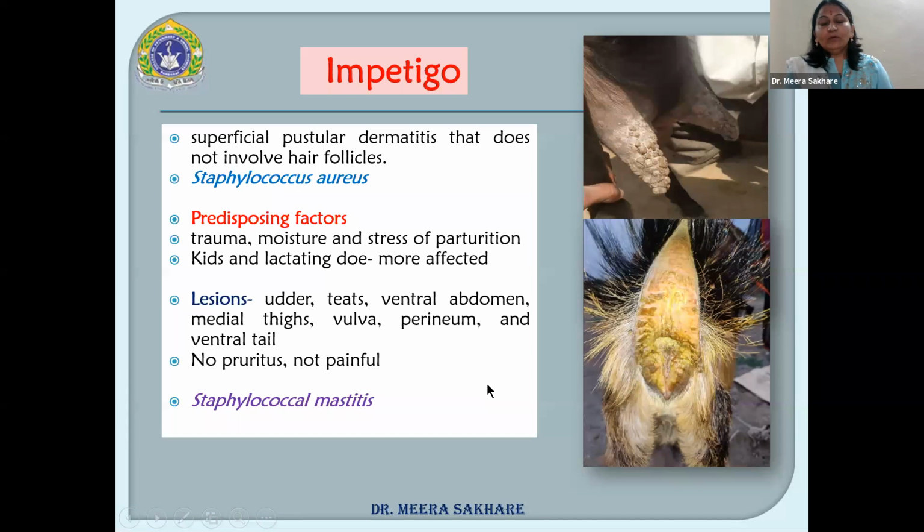And this impetigo occurs due to predisposing factors like any wound, any moisture, or any stress of parturition or lactation. Kids, small animals as well as lactating animals are more affected. Immunodepressed animals are mostly affected with this impetigo. Lesions are mostly restricted to the udder, teats, ventral abdomen, or the ventral aspect of the tail. And sometimes, due to the presence of these lesions, staphylococcal mastitis can occur.